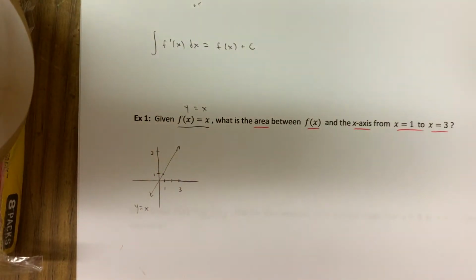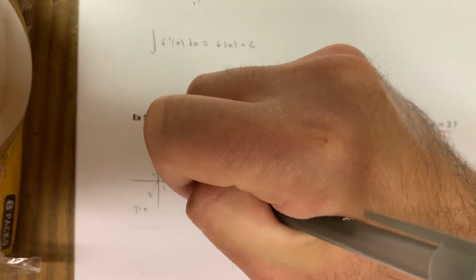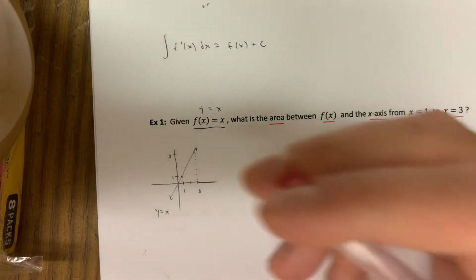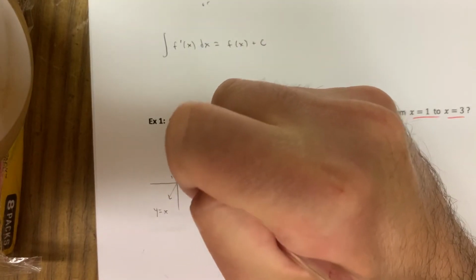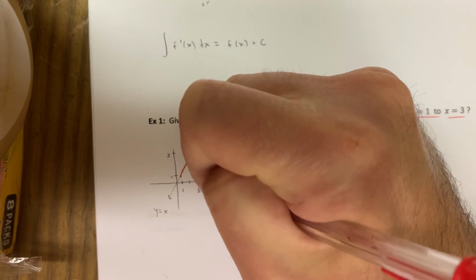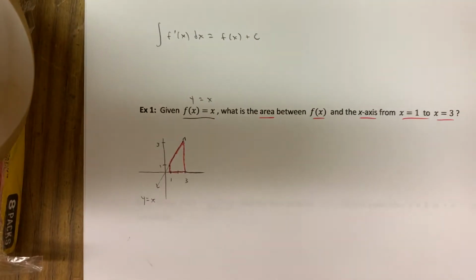And you want the area between f of x and the x-axis. So we're actually talking about this region right here. Okay, so really we're talking about this shape. I don't know why I would close that pen when I still need to use it. Whatever. We're talking about this shape right here, which, believe it or not, is actually a trapezoid. It's a right trapezoid.